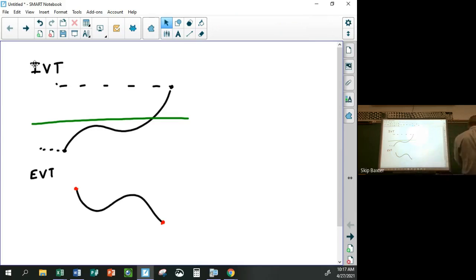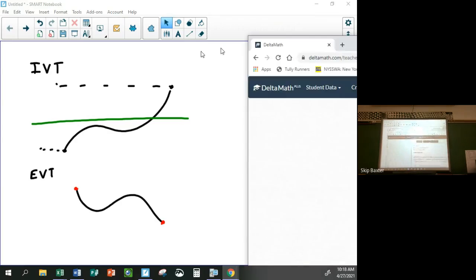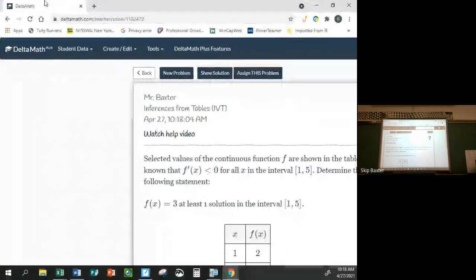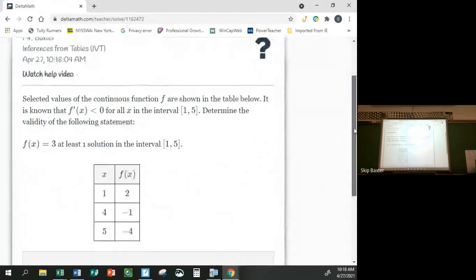So let's look at the way that these questions are worded. These questions all dealt with inferences from tables. So they're giving you a table, and they want to know what that table says about IVT or EVT. So with the IVT section, what you're going to be looking for is the word continuous. If they don't give you the word continuous, then you know that the IVT doesn't necessarily work. And same thing with EVT, okay?